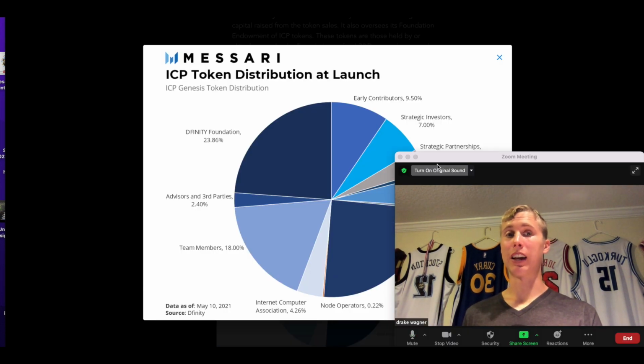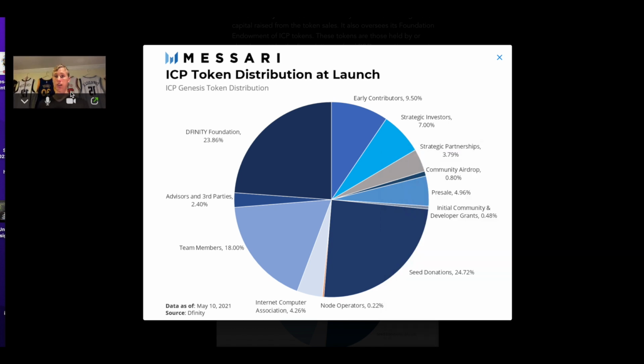Let's go ahead and take a look at the distribution. I'm going to shrink my face so you guys can see. Okay, so we can see the Dfinity Foundation got 23%. We also had investors that had 7%. Let's just call it 30. Then we had seed donations, so another 24. So let's just call that 54. Then we had some team members, another 18. So let's just go ahead and call that 72.